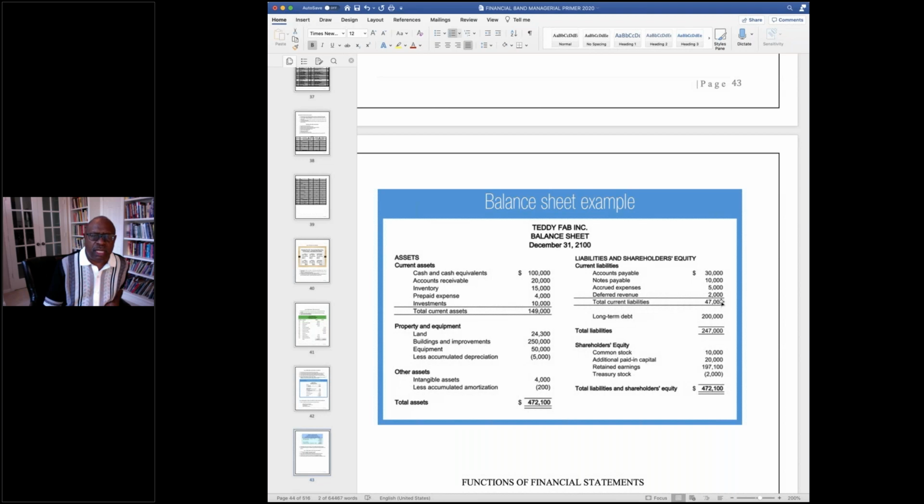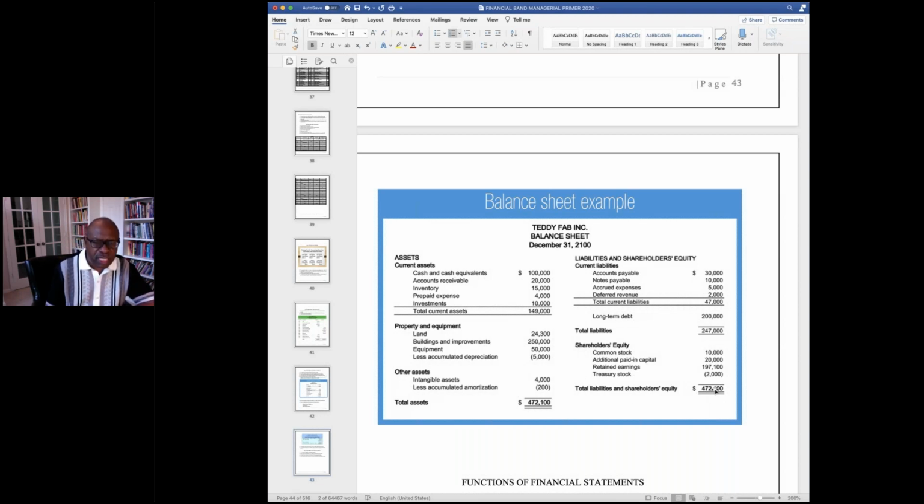It had total current liabilities of 47. They had a long-term debt, so their total liabilities were 247. Common stock, additional paid-in capital, retained earnings. Treasury stock is stock that you purchased back that you originally issued, so you subtract that. So the total liabilities and shareholders' equity is 472,100.